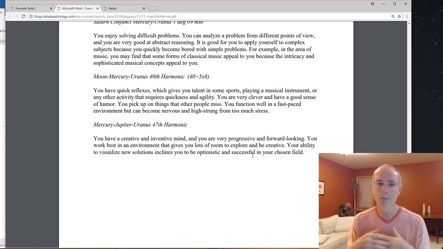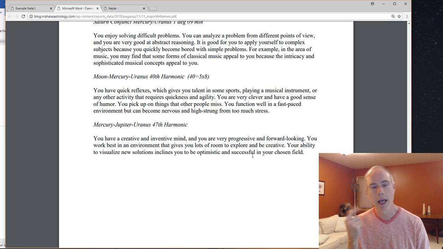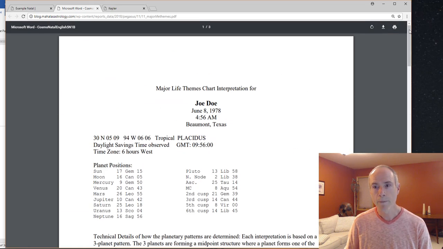Who knows? One day we'll probably have some astrologer that will see the pattern, will recognize it, start to interpret it, and we'll all get to enjoy it. But anyway, I just wanted to give you a basic rundown of what the major life themes report looks like. It's not a big report, but it really seems to bring out some cool information that, if you understand how it's happening, gives you a better appreciation for what they're doing for you.